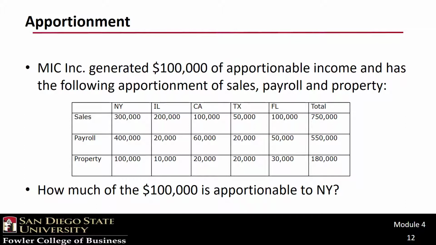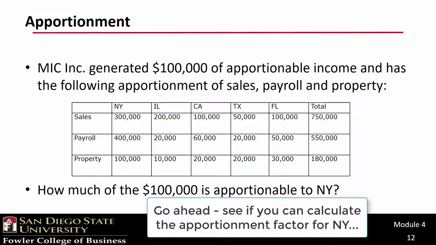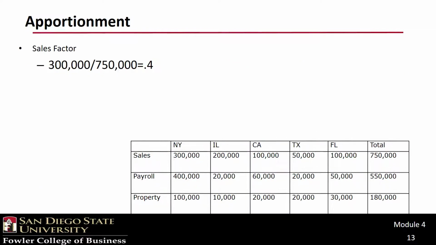We can use this data to compute the apportionment percentage for New York. We'll assume New York uses a three-factor equal-weighted formula. If you're adventurous, get your calculators out, stop now, and work on it. Otherwise, we're going to work on it together. Okay, for the adventurous type, let's start with the sales factor.